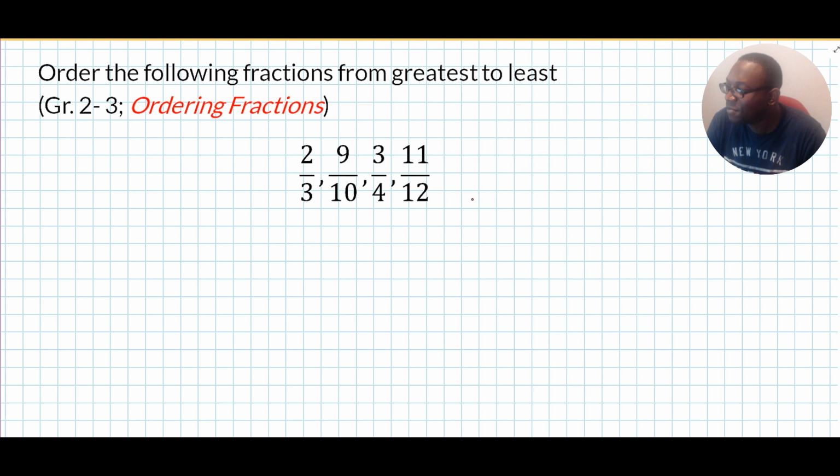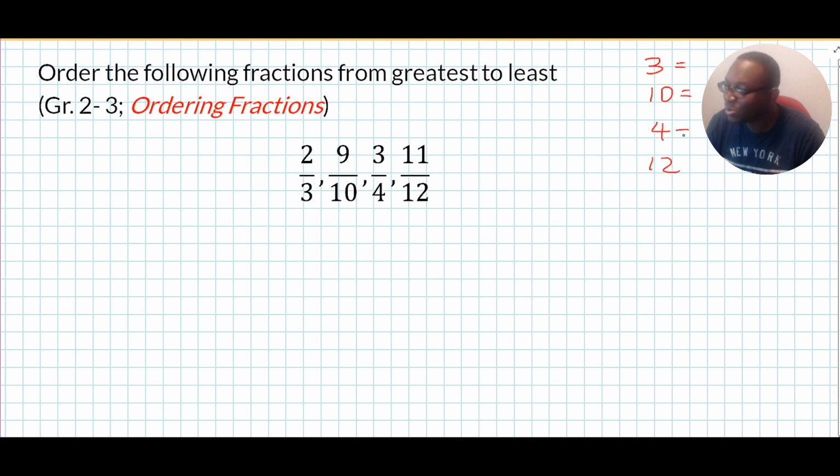Here we have denominators 3, 10, 4, and 12. With experience, you'll be able to see these denominators and come up with a common denominator. But if you're not sure how to do that, here's the way I like to do it. So I'm going to write each of the numbers: 3, 10, 4, and 12.